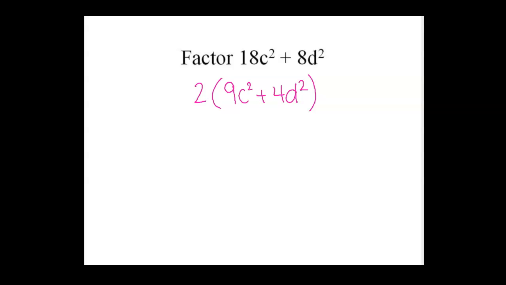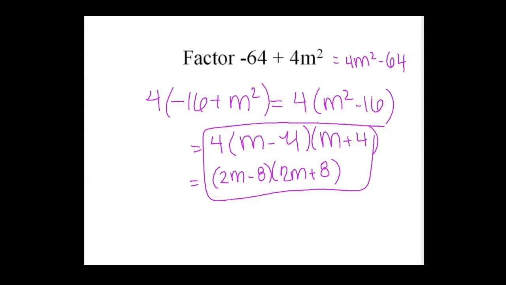Now, in the next example, we take out a GCF of 2, and yes, it leaves behind 2 perfect squares, but that is a sum of perfect squares, and a sum of perfect squares does not factor. So you cannot factor a sum of squares.